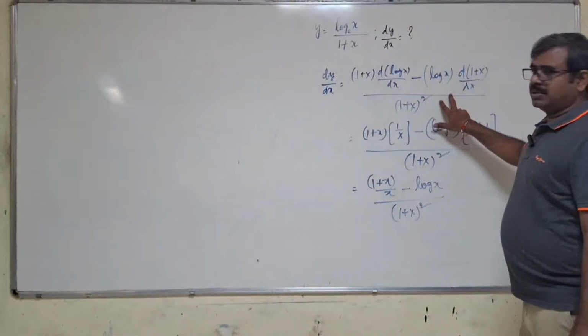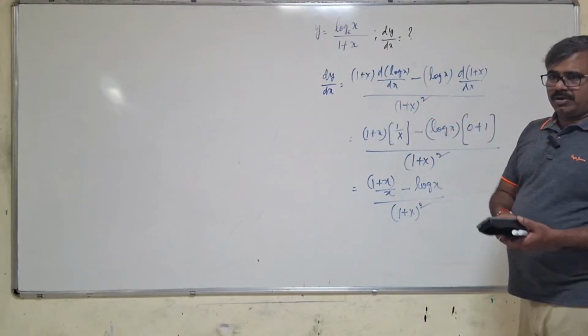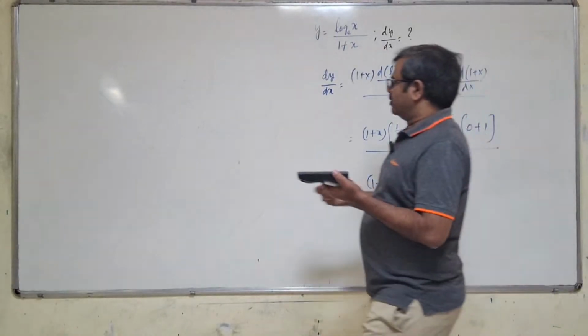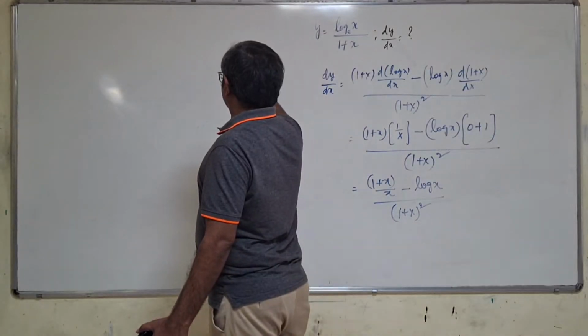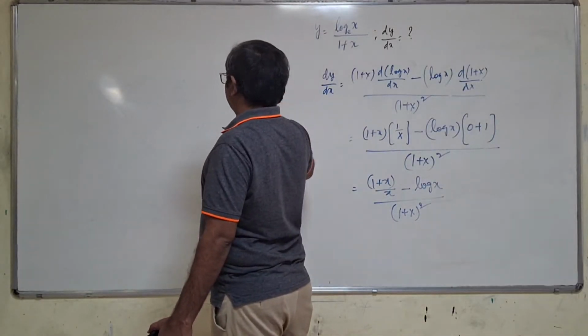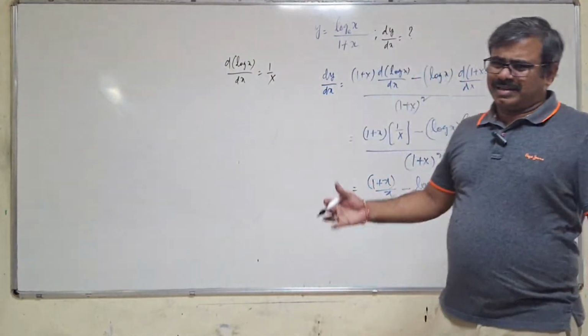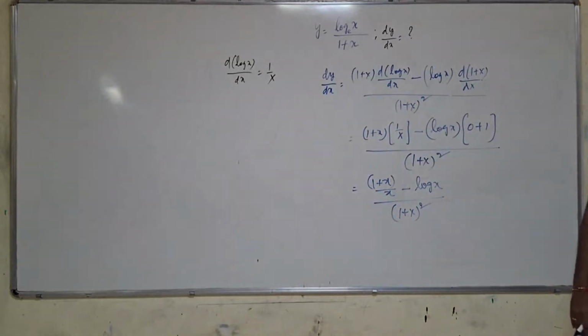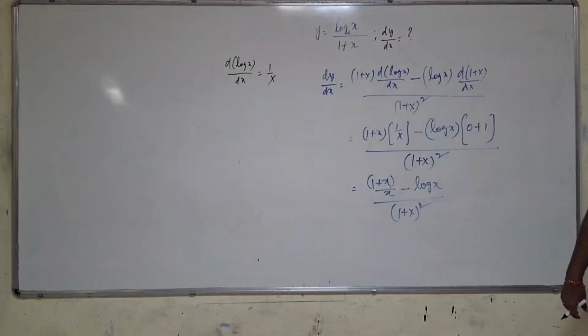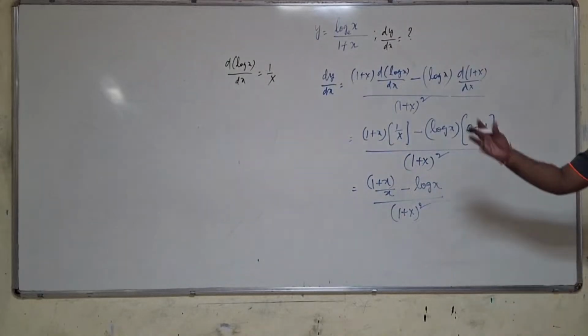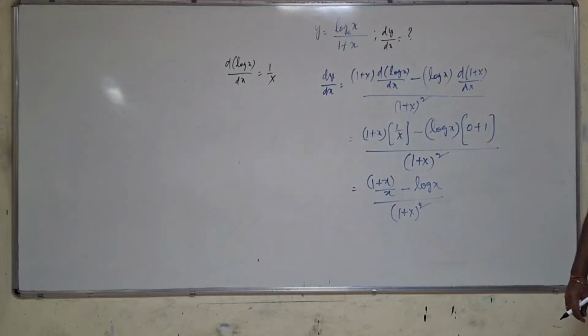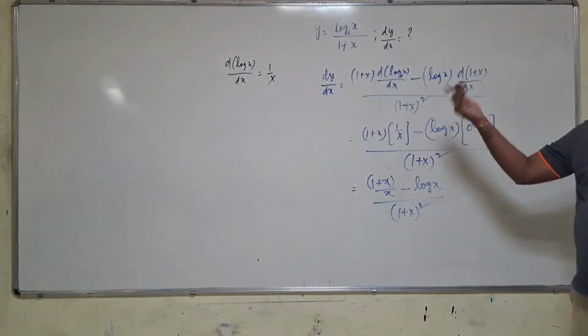Which part? d log x by dx is the formula that I told you in the beginning of this class. d log x by dx is equal to 1/x. Remember this formula. We don't have to write the base. Base e, base 10, whatever, you will get 1/x.